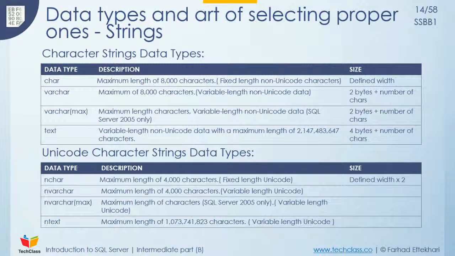And now we have strings data types. We have char, we have varchar, varchar max, and text. And there are two types of strings. We have character strings data types and Unicode character strings data types. First, let's see what is the difference between the types of data types there. Because as you can see, they are identical.